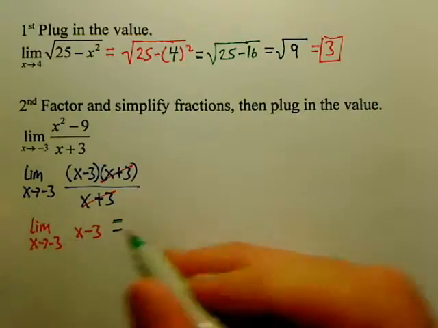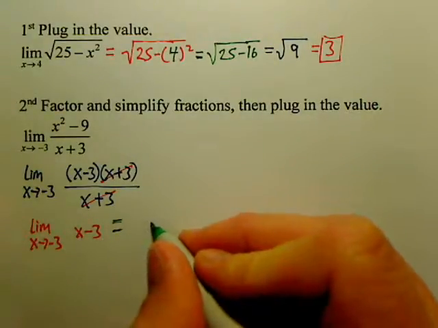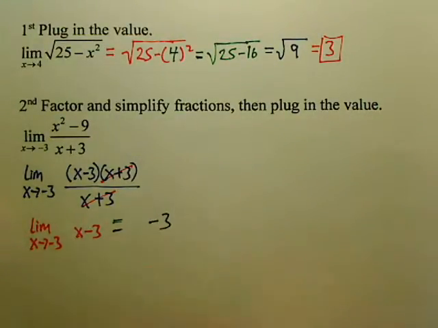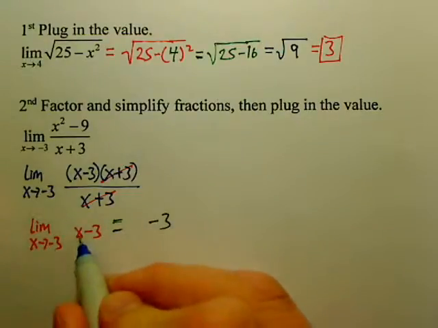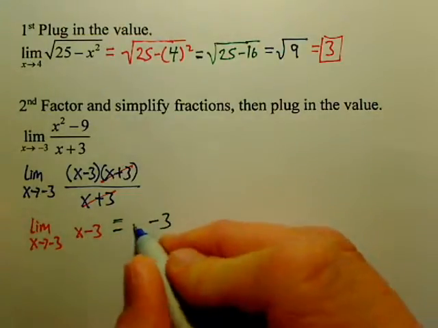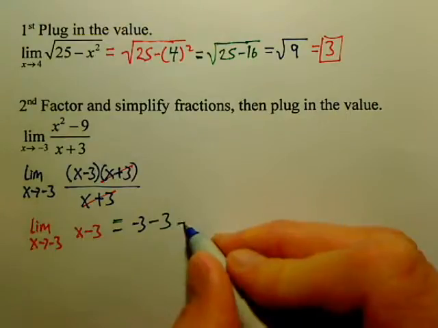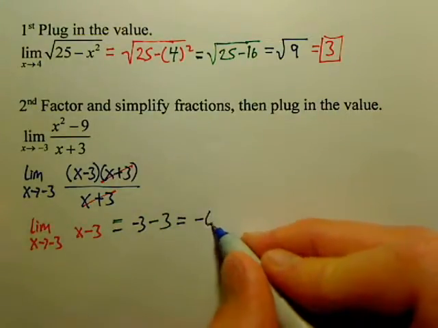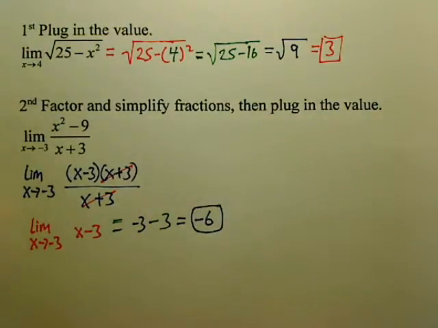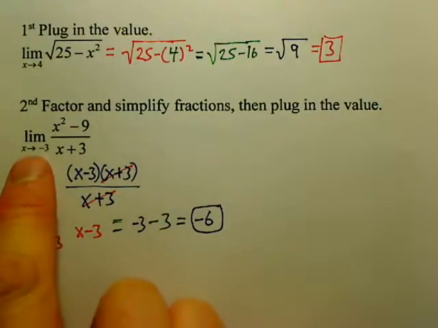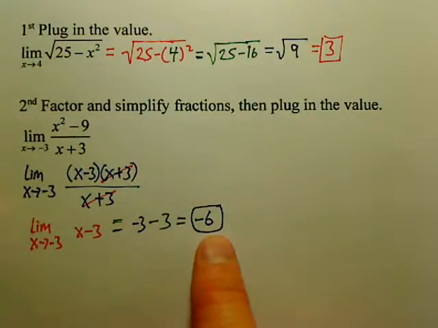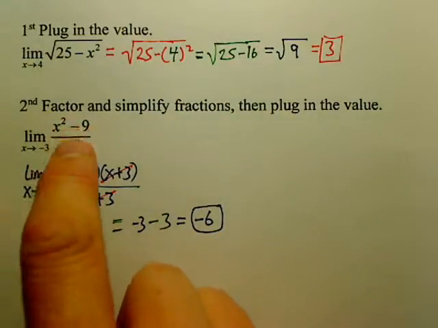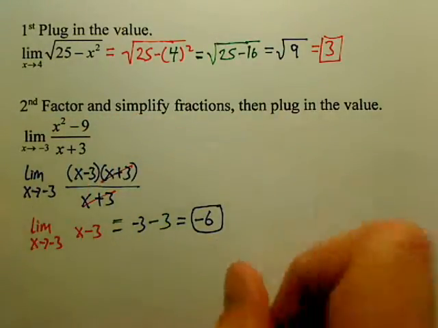plug that -3 in right there. So I have -3 minus 3, and what do you get? -3 minus 3 is -6. So what is the limit as x approaches -3 of this function? It's -6. So if you can, factor, simplify, then plug it in.